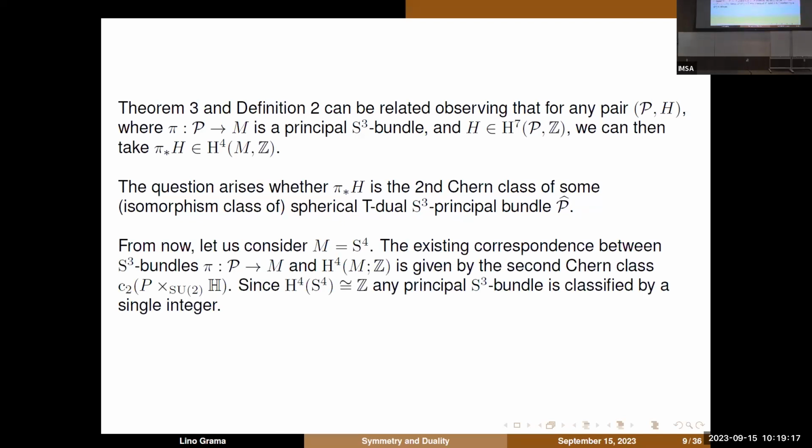And for now, for most of this talk, we consider the base as S4. And we consider the correspondence between this S3 bundle and H4 given by the second Chern class of the associated bundle. And we have that H4 of S4 is isomorphic to Z, and any principal S3 bundle is classified by a single integer. And we assume that there exists a dual bundle.